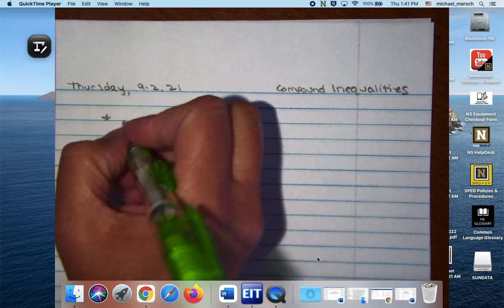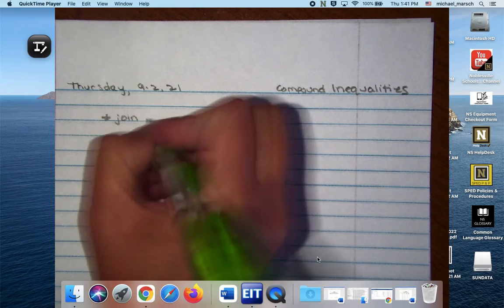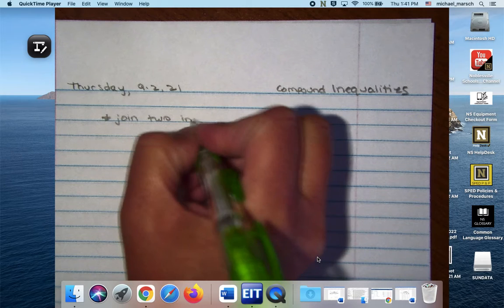Compound inequalities is when we join two inequalities.